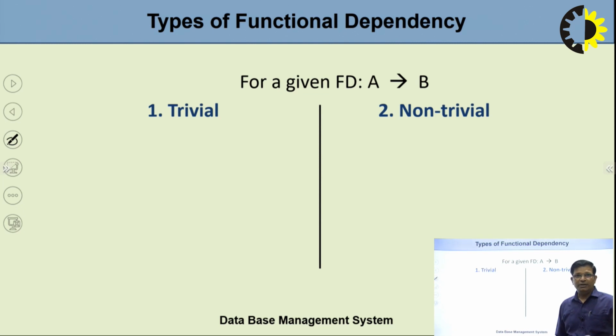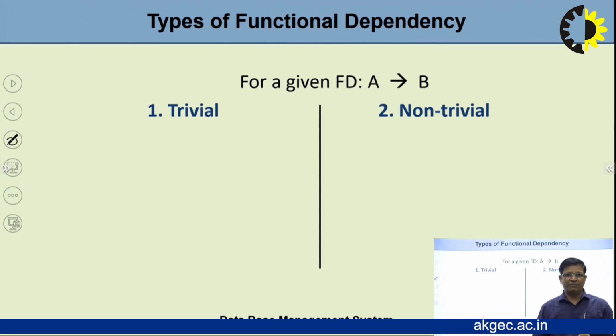Okay. Now, different types of functional dependency. To discuss the various types of functional dependency, we take them one by one. First, a functional dependency is either trivial or non-trivial. There are two types of functional dependency in this case, trivial and non-trivial. Other types of functional dependency are also in the next slides. So trivial and non-trivial. So we have to find which is trivial and which is non-trivial.